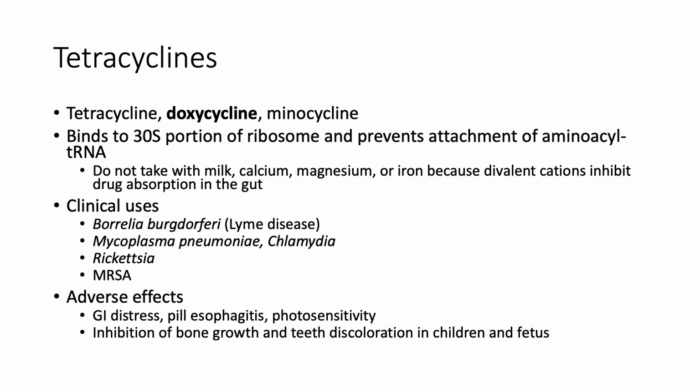Tetracyclines are a class of antibiotics that also bind to ribosomal subunit, in this case the 30S portion. And there are tetracycline, doxycycline, and minocycline. Doxycycline is the one you'll probably see used the most. It's important to know that this one should not be taken with milk, calcium, magnesium, or iron because divalent cations can inhibit the absorption of the drug in the gut. The most common places you'll see this drug used would be for like Lyme disease, atypical pneumonias like mycoplasma, chlamydia. It's good for rickettsial infections, and it's an oral drug that kills MRSA. So that's nice to know.